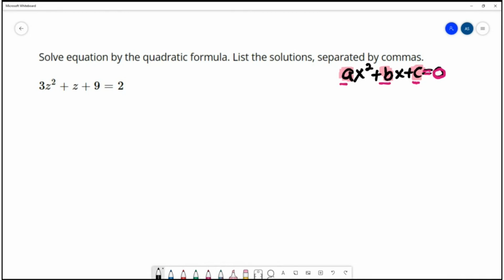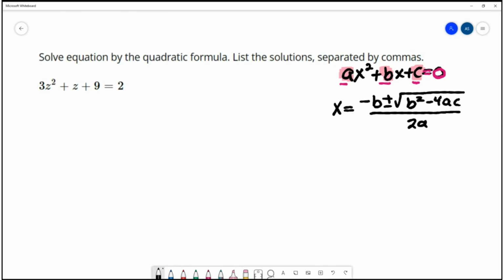Now the formula itself is x equals negative b plus or minus the square root of b squared minus 4ac, all over 2a. So once we identify a, b, and c, we're going to plug them into this formula, and we're going to simplify that formula as much as possible. And we're going to follow order of operations.